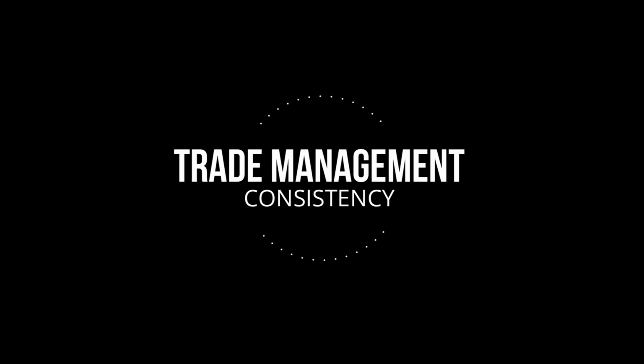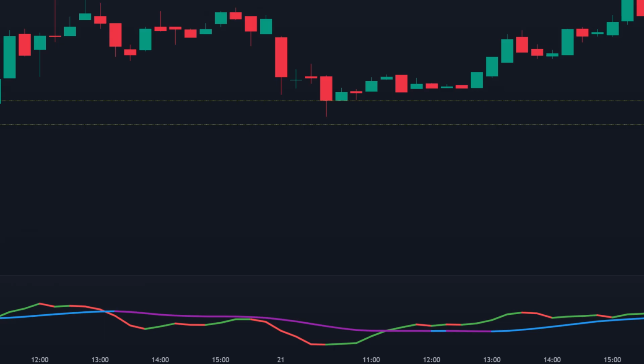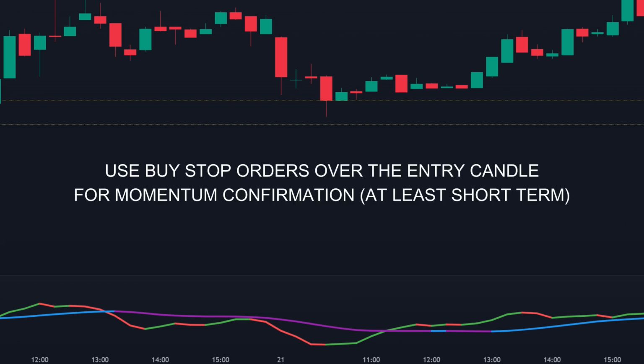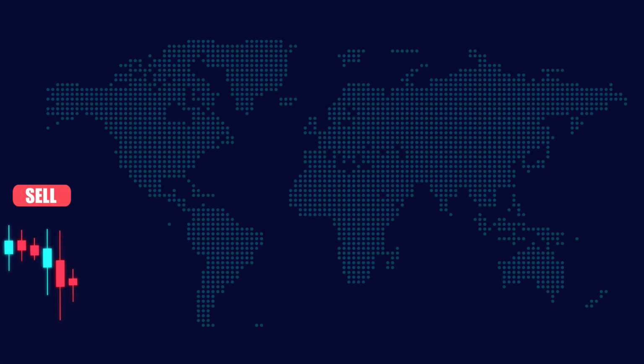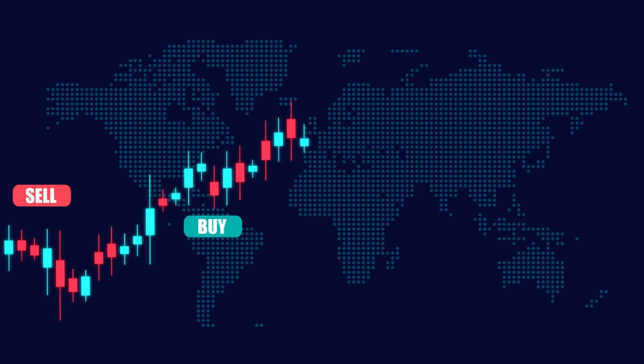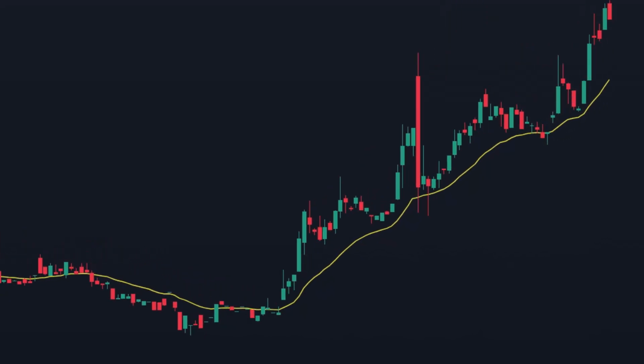But we got to talk about trade management, because trade management and consistency are key to your success long-term, period. So be patient and wait for price confirmation before entering a trade. And this is all going to be according to your strategy. You want to avoid the fear of missing out, or FOMO, because this will lead to impulsive decisions, and this will lead over time to the decimation of your trading account. It's that simple.